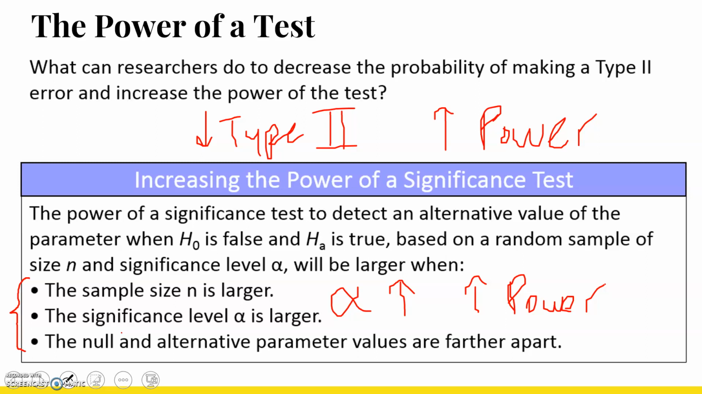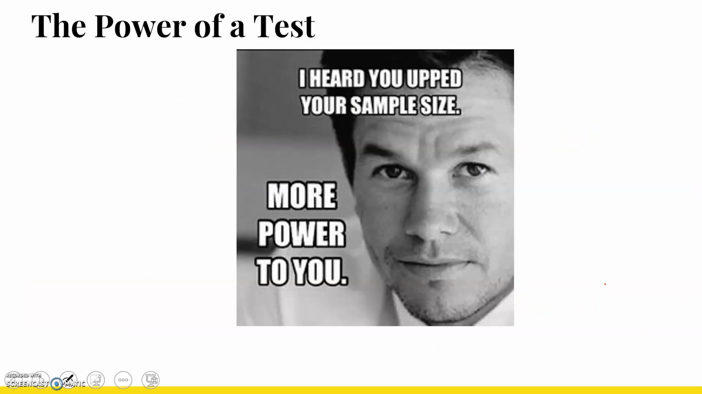And the third thing you can do to increase the power of a significance test is to make sure that the null and alternative parameter values are farther apart. Not that you can make sure to do that, but that is another way to increase the power of a significance test. All right, here's a meme that may help you remember one of those three things.